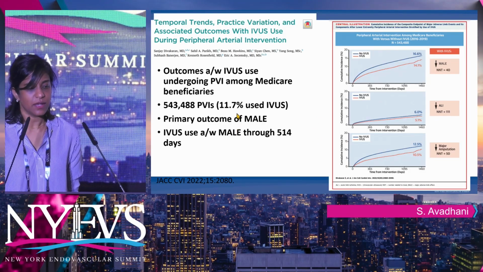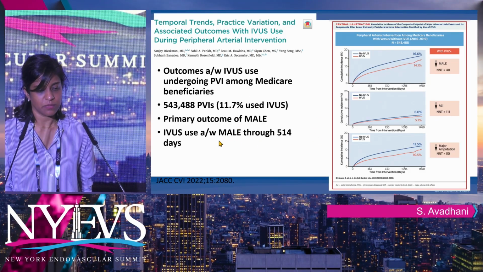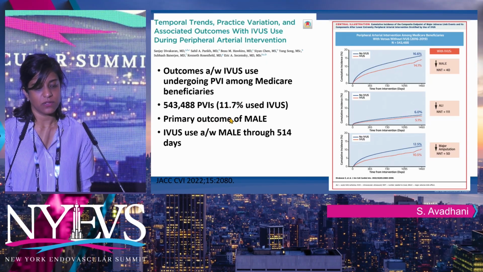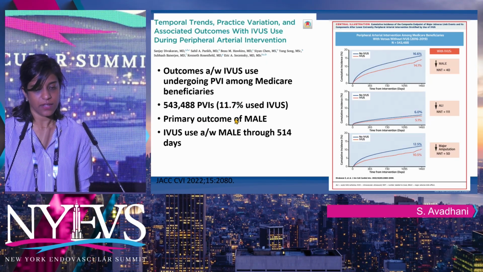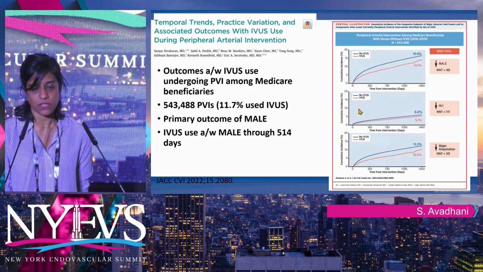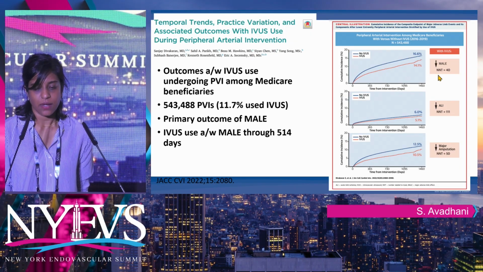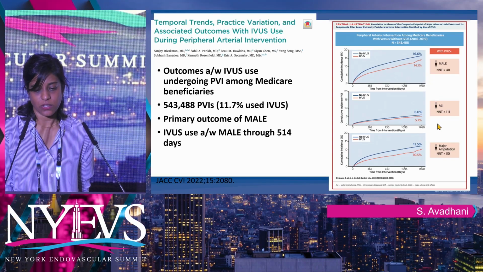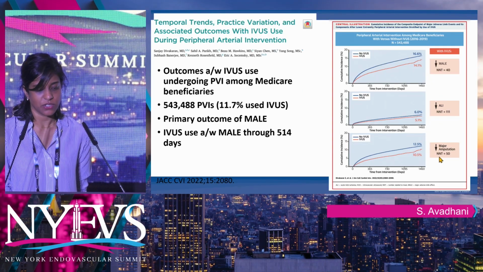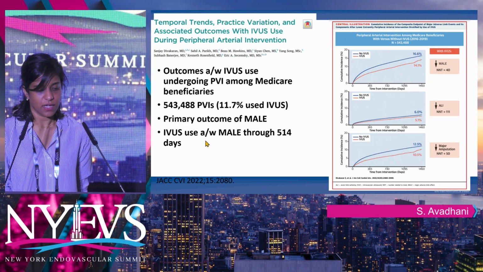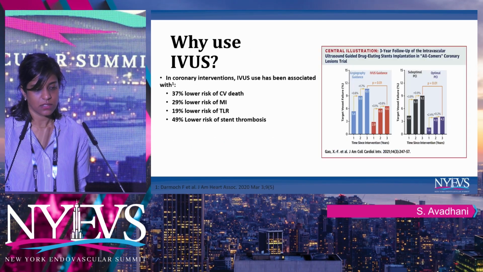In this large database of almost 500,000 patients, there was about 11% use of IVUS, but when IVUS was used, there was a significant reduction in major adverse limb events, acute limb ischemia, and major amputations through a follow-up of almost 500 days.